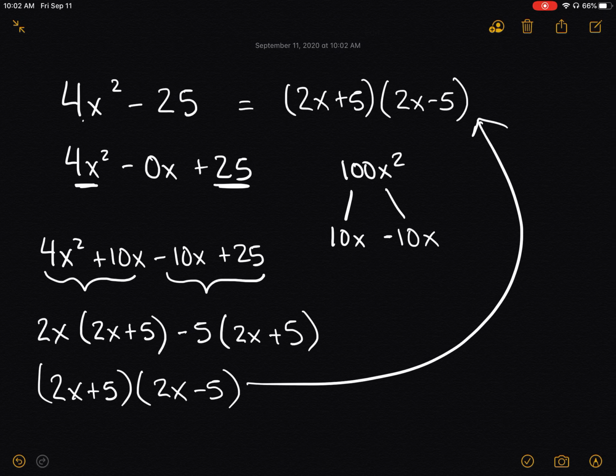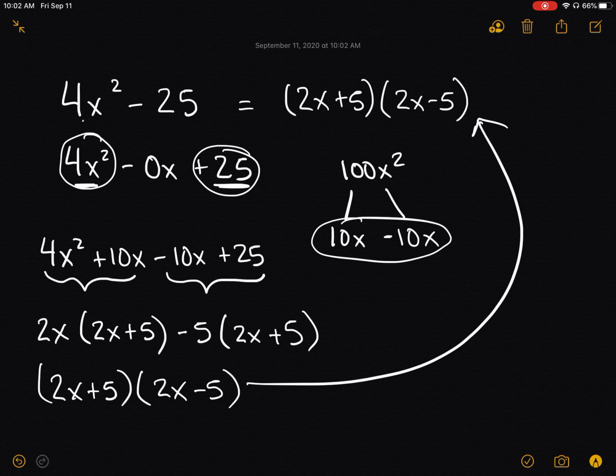So this is how we factor a trinomial. We multiply the x squared term and the c term. You find factors of the ax squared times c that will add to give you the middle term, in this case 0x, and then you factor by grouping twice.